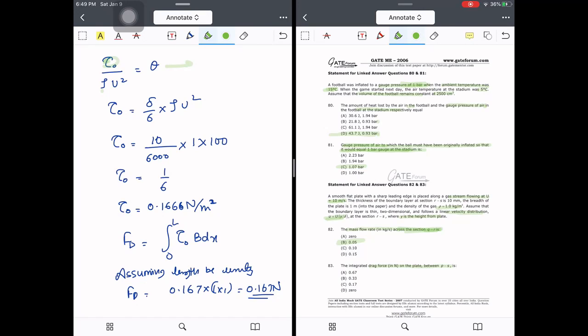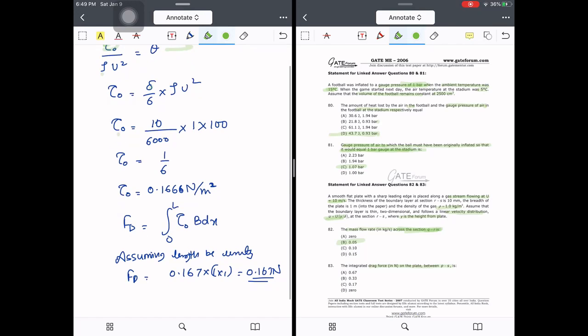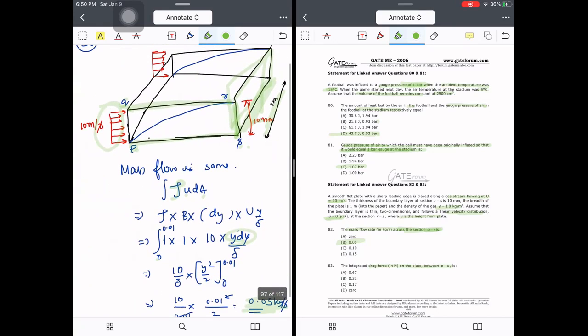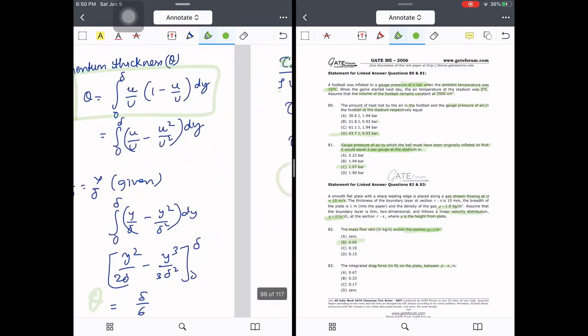Now we know the von Karman equation: shear stress divided by rho U square is equal to d theta by dx. That means shear stress is equal to delta by 6 into rho U square, as we have calculated theta is delta by 6. So this shear stress uses delta of 10 mm, that is 10 mm by 1000 in order to convert to meters, rho is 1 kg per meter cube, and U is given as 10, so into 100. So from here we calculated shear stress is equal to 1 by 6.